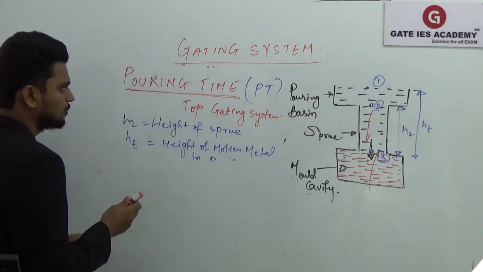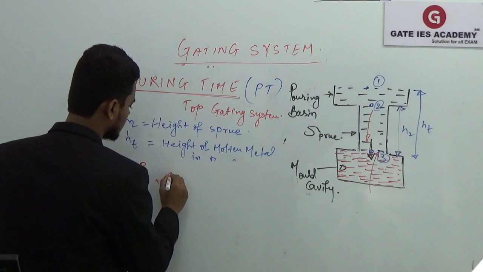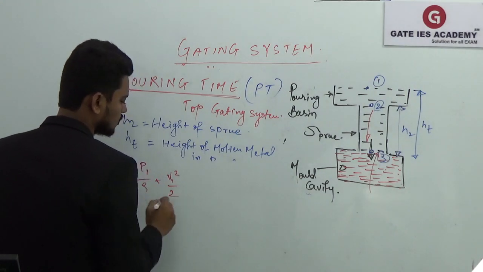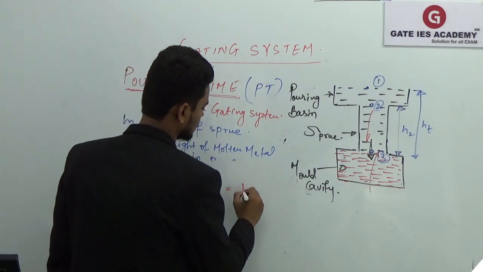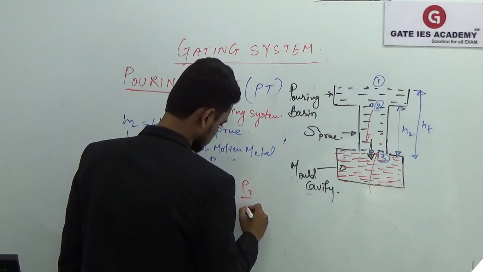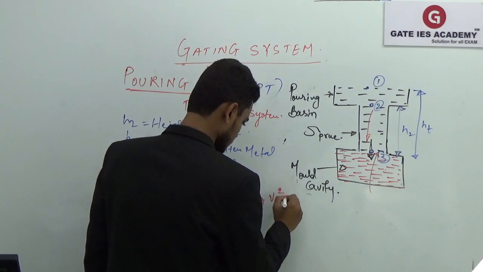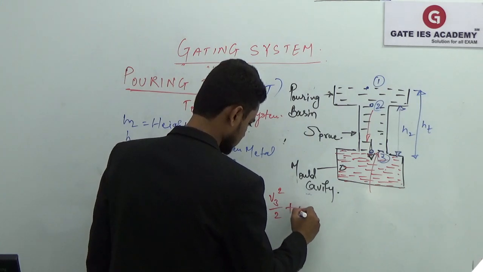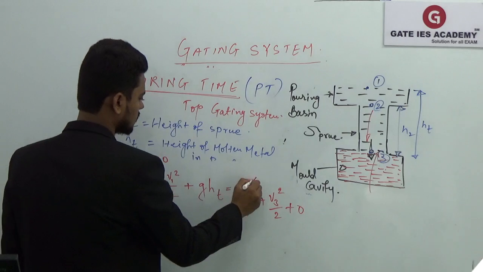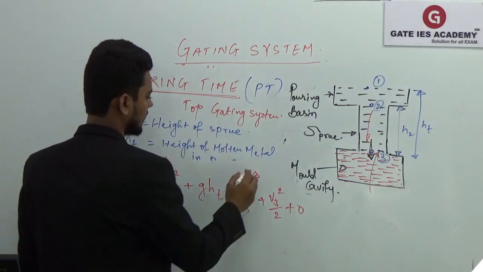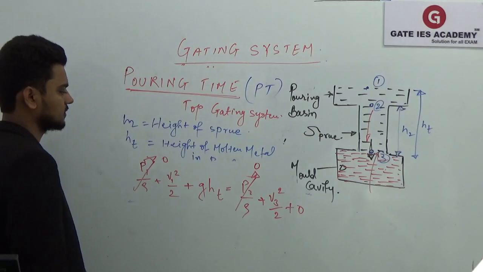So P1 upon rho plus V1 square upon 2 plus G HT equal to P3 upon rho plus V3 square upon 2 plus 0. And obviously this P1 will be 0, pressure at the entry, and P3 should be 0 in order to avoid that aspiration effect.